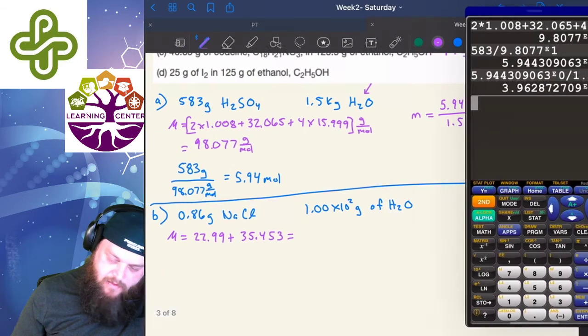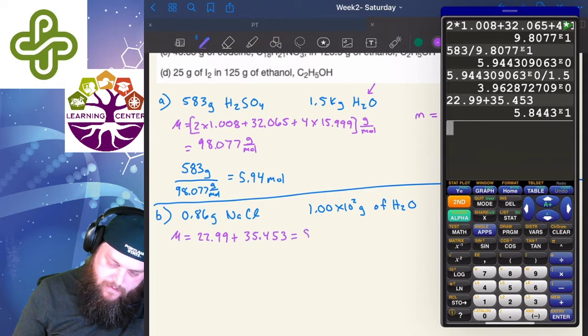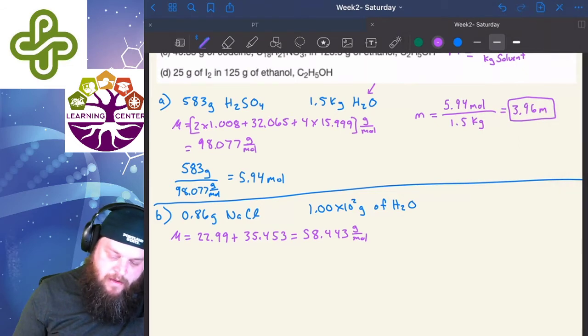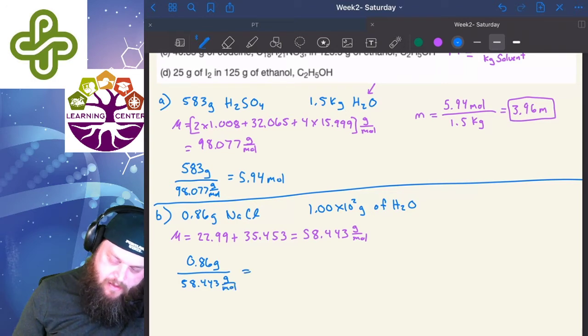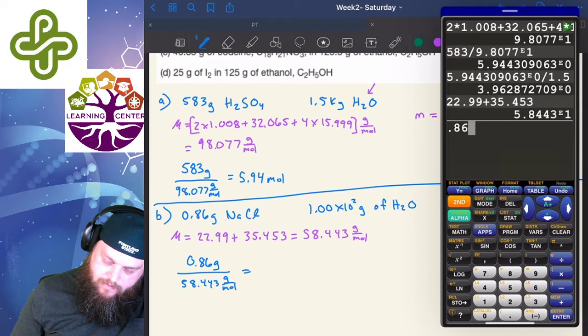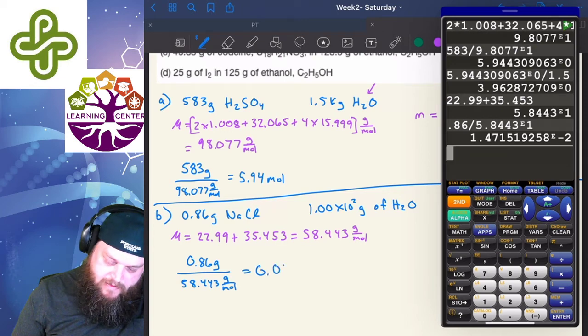See what that's equal to. It's going to be 58.443 grams per mole. So that's the molar mass of sodium chloride. We can then take the 0.86 grams, divide that by 58.443 grams per mole. See what that equals. That's going to be 0.0147 mole.